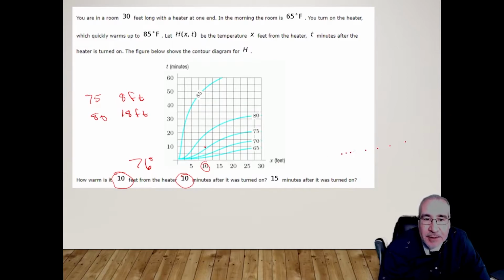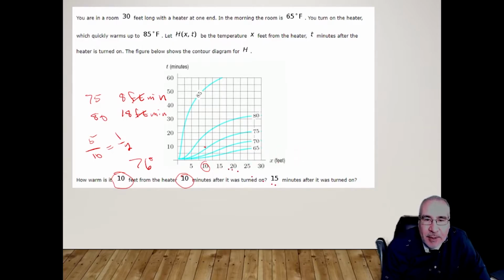wait a minute, what am I doing? 10 minutes. These are not feet, these are minutes. So if I say I'm at 8 to 80, right? That's 5. That's about 10. That is 5 divided by 10. That's about a half a degree per minute. And since we're not 8 minutes, we're 10 minutes, 1 whole degree. Okay, so 76 makes sense.